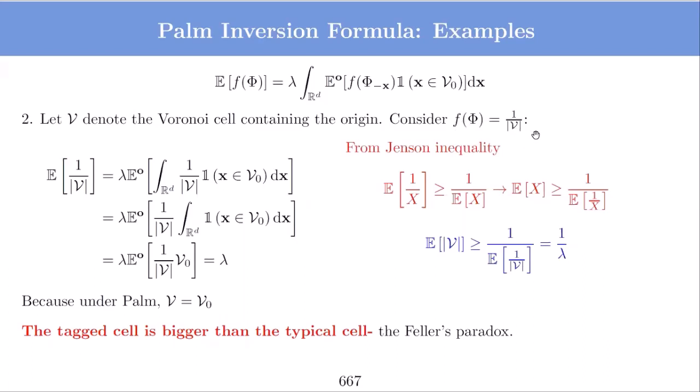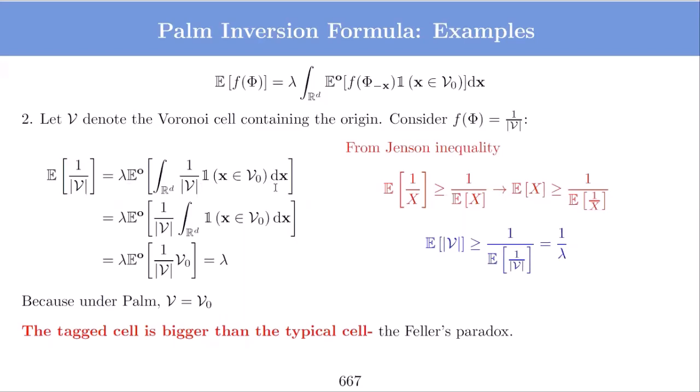Remember, the tagged cell is the cell to which the origin connects. That point is the closest point from the origin. You tag that, you take its cell size, and then you do 1 upon that, and that will be f. So if I put it here, E of 1 upon norm V will give me the average inverse of the tagged cell size, the expectation of the inverse of the tagged cell. And here this will be lambda E0 integration of 1 upon V, indicator x in V0, dx.